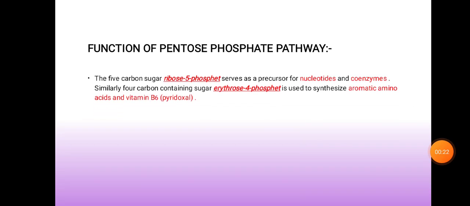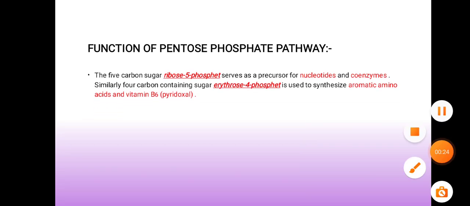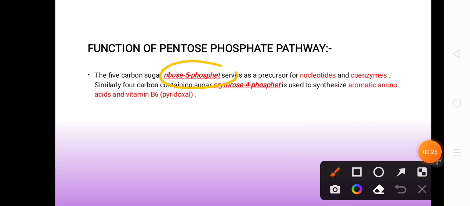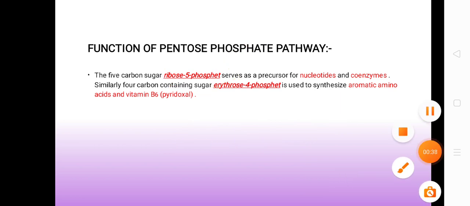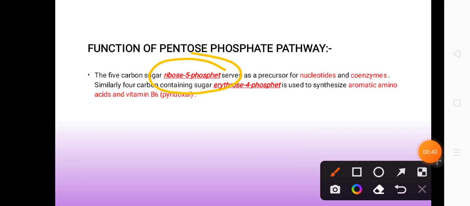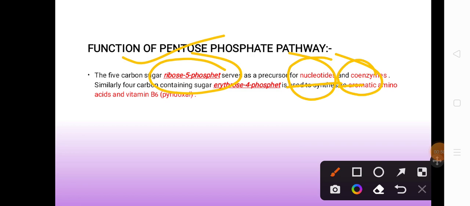So the first thing that we have seen is the formation of ribose 5-phosphate in the non-oxidative phase, right? That was the conversion from ribulose 5-phosphate into ribose 5-phosphate via an isomerization reaction. Now this ribose 5-phosphate is an important precursor for nucleotide synthesis and coenzyme synthesis. So from the pentose phosphate pathway, we can prepare nucleotides and coenzymes by producing ribose 5-phosphate, right?